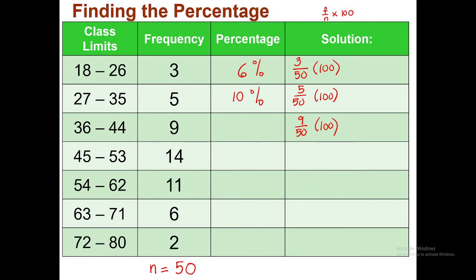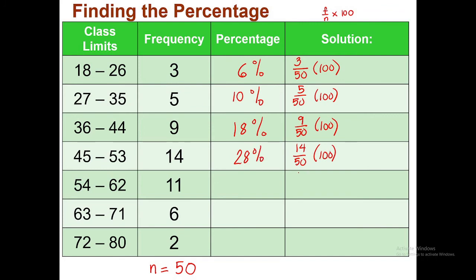That will give us 18%. Is this correct? 18%. What about 14 divided by 50 times 100? Again, how much? 28%. Okay, thank you so much.